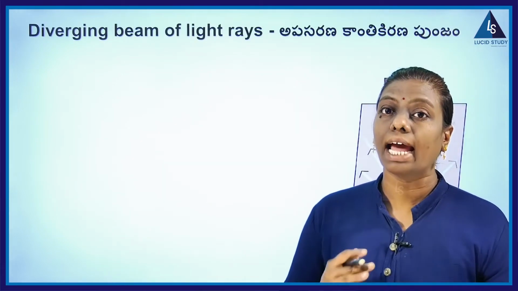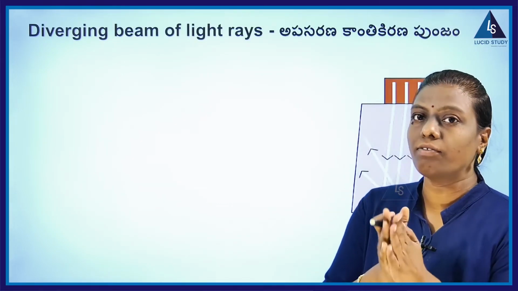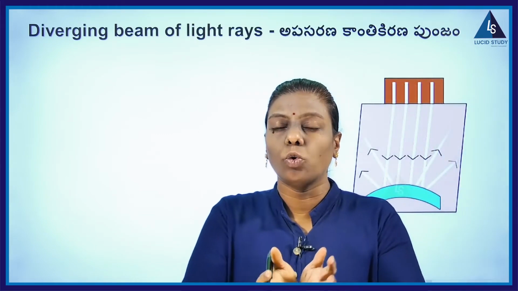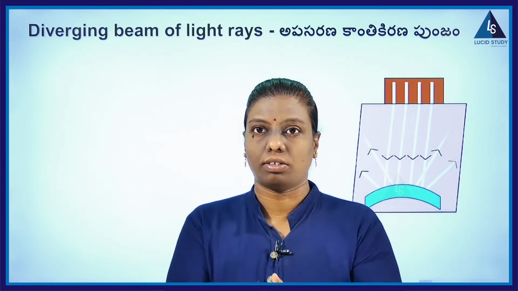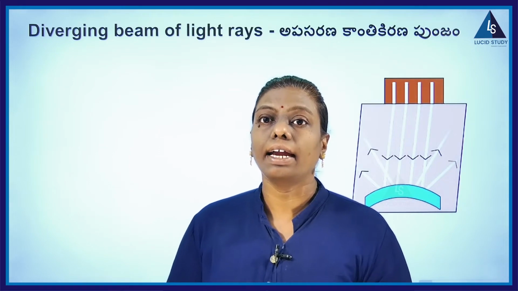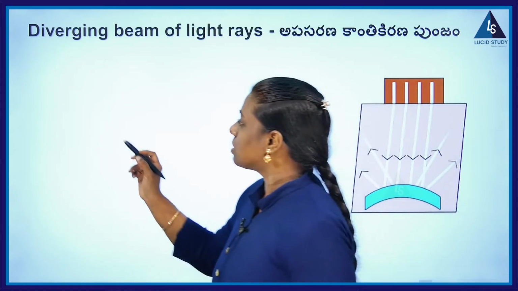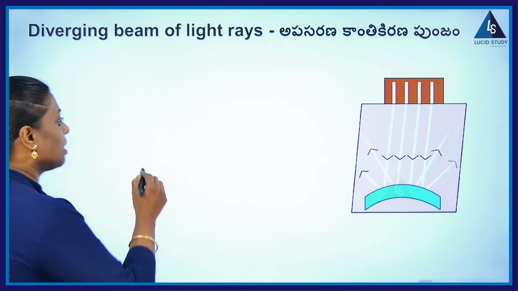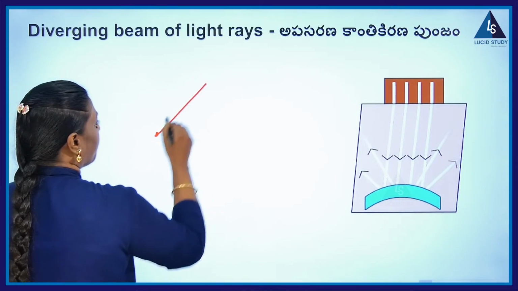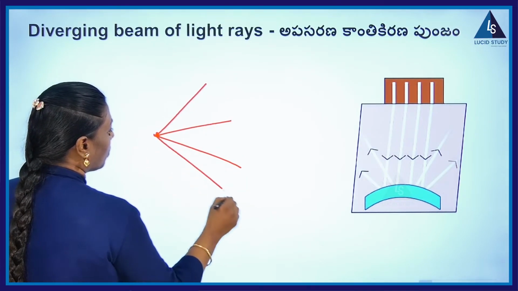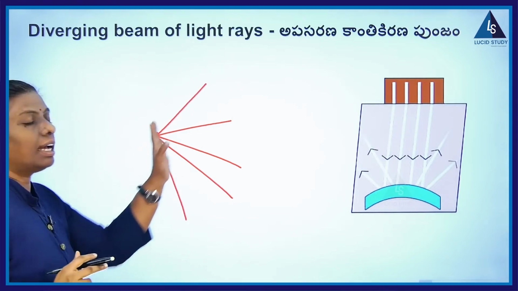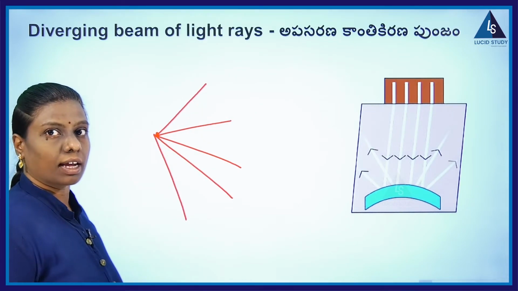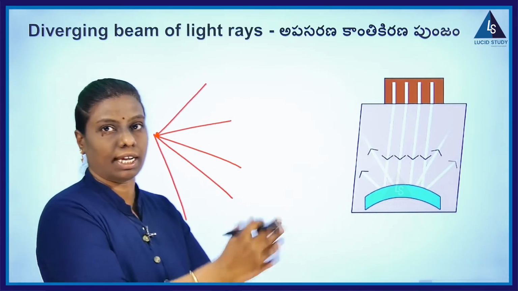And next we have a diverging beam of light rays. Diverging: from one source they move like this. Then we say that it is a diverging beam of light rays. Suppose this is the source and from this they come like this. So this is a diverging beam of light rays. Converging and diverging are like this.